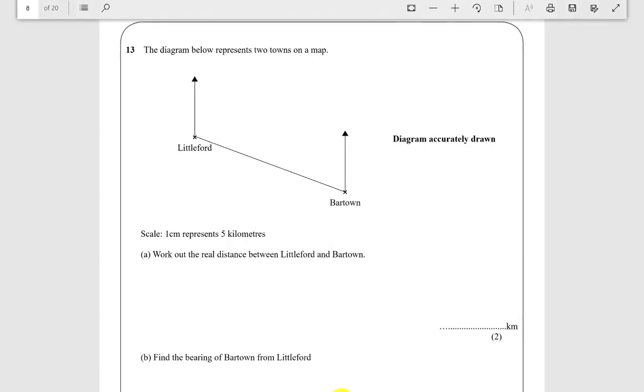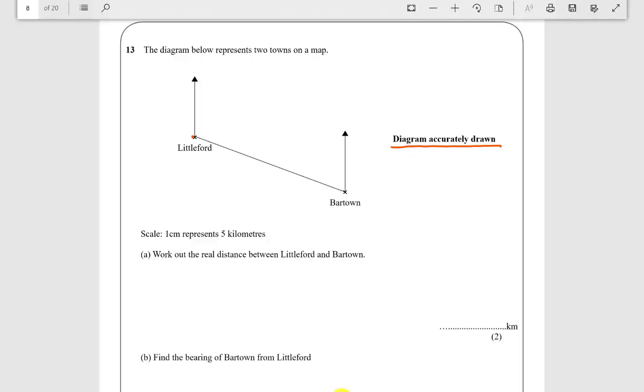Number 13, bearings question. The diagram below represents 2 towns on a map. So Littleford and Bartown. Scale 1 centimeter represents 5 kilometers. Work out the real distance between Littleford and Bartown. We can clearly see it says diagram accurately drawn. So that means we need to measure Littleford to Bartown.